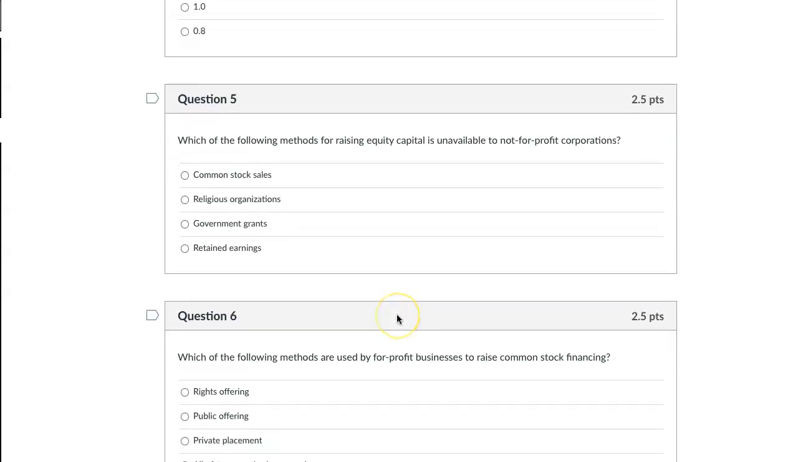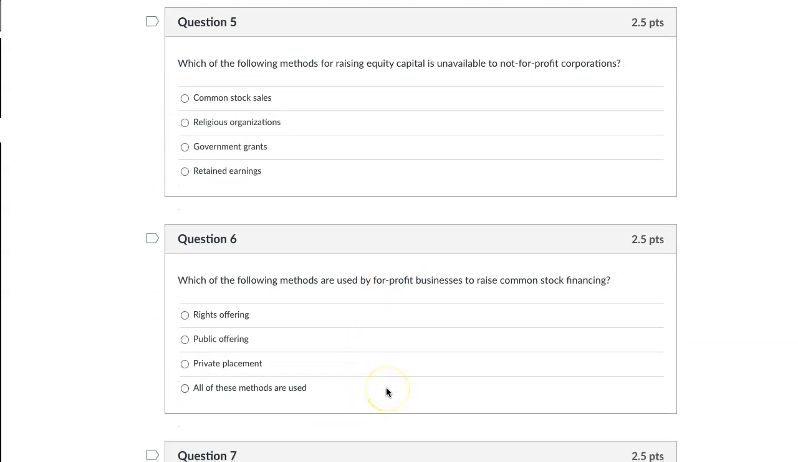I'll give you a couple more bonuses. I said I'd do about 5. I don't think I'm going to do 10, but we'll do 7. How about that? Which of the following methods are used by for-profit businesses to raise common stock financing? Okay, you've got to look through all those. You can do whatever you need. This is open book, open note, guys. So hopefully you can get this one right.